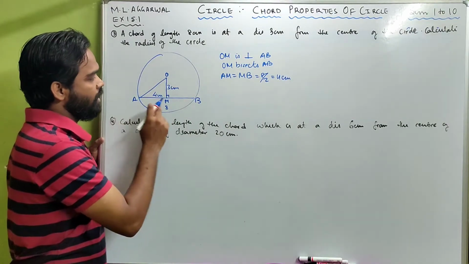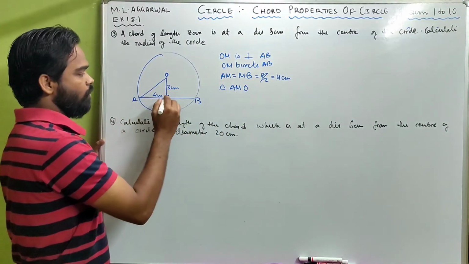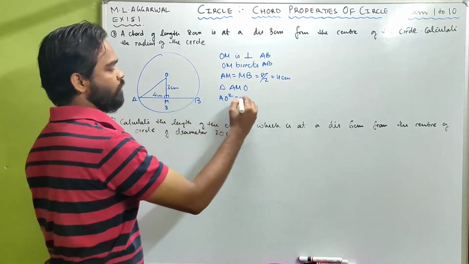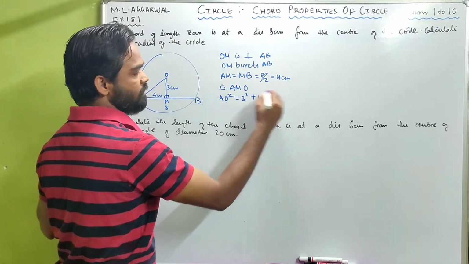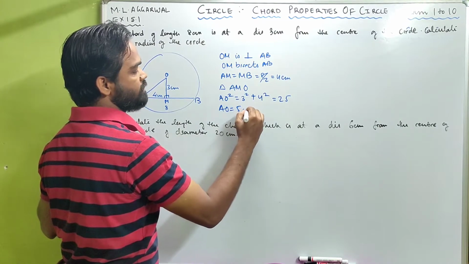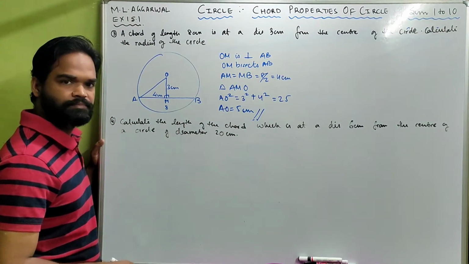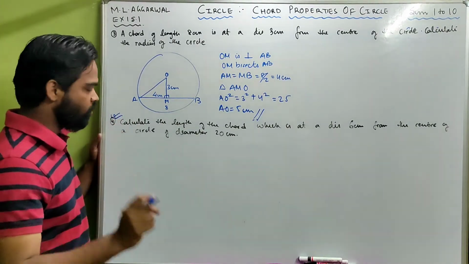Now in triangle AMO, if you look, AO is the hypotenuse. So AO square equals OM square, that's 3 square, plus AM square, that's 4 square, that's 25. So AO will be 5 centimeter. Done. Very easy. Clear.